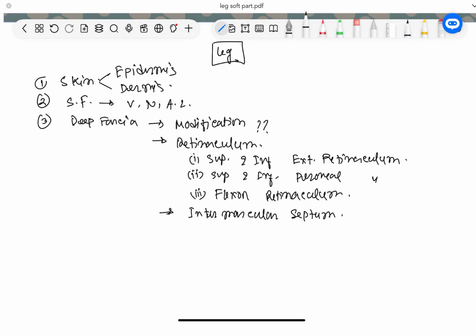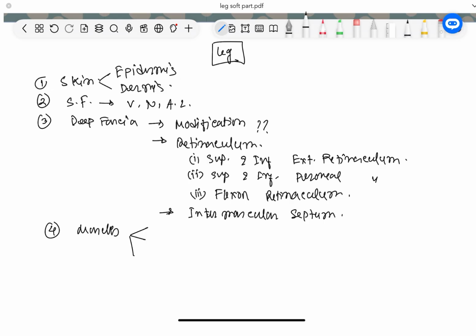That is the intermuscular septum. So, deep fascia is very strong, enclosing the whole leg like a sleeve, and it has some modifications. After that, we have to know that if we move inside, we are going to get muscles, vessels, nerves together, so we can write also.